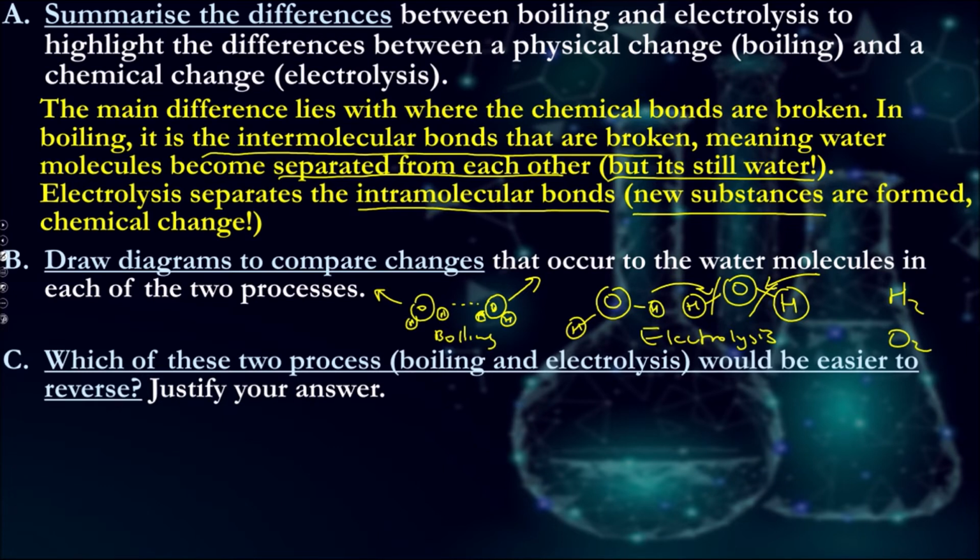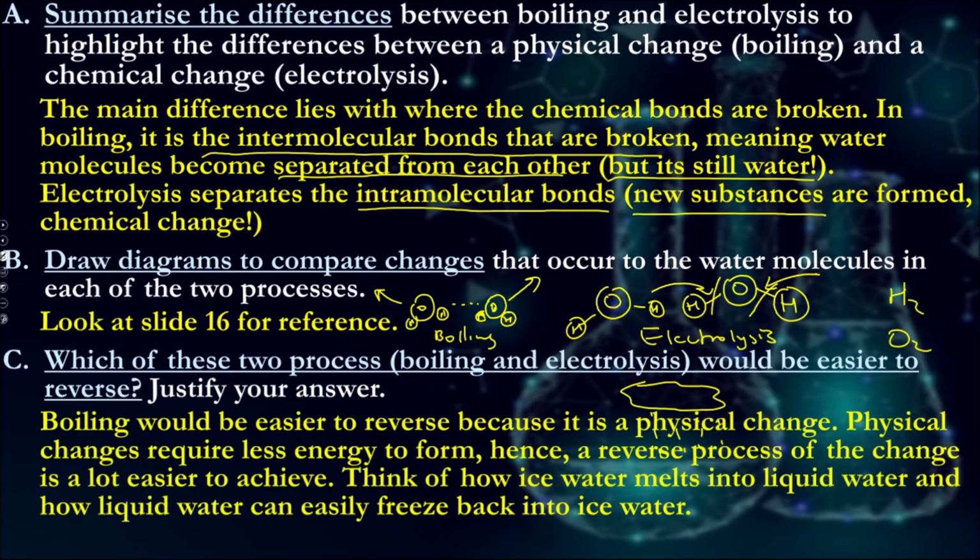Which of these two processes would be easy to reverse? Now, obviously what we do know is if something boils, it goes into the air, precipitates, and then you get rain. So obviously the process that takes less effort to reverse is boiling. That's a bit easier to reverse. Firstly, it requires less energy, so the actual boiling process requires less energy than breaking the individual bonds between atoms. So it's a lot easier to achieve.